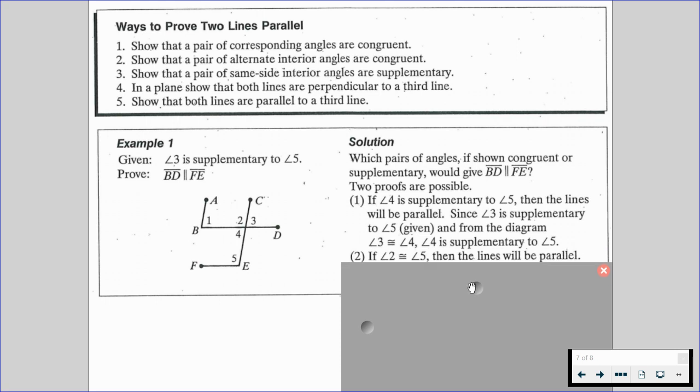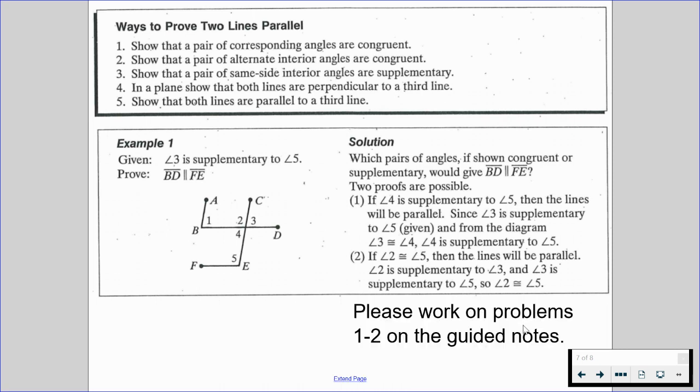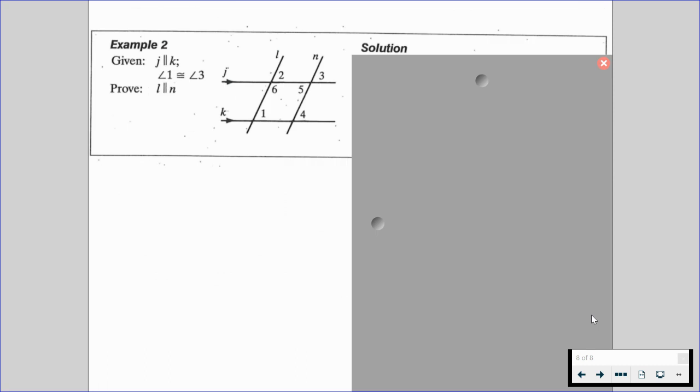You also could go about and say, hey, if angle 2 is congruent to angle 5, then the lines are going to be parallel because those are corresponding angles. We have angle 2 is supplementary to angle 3, and we know 3 is supplementary to angle 5, so therefore angle 2 is going to be congruent to angle 5. With this, please work on problems 1 and 2 on the guided notes, and flip it over and resume when you're ready to move forward.